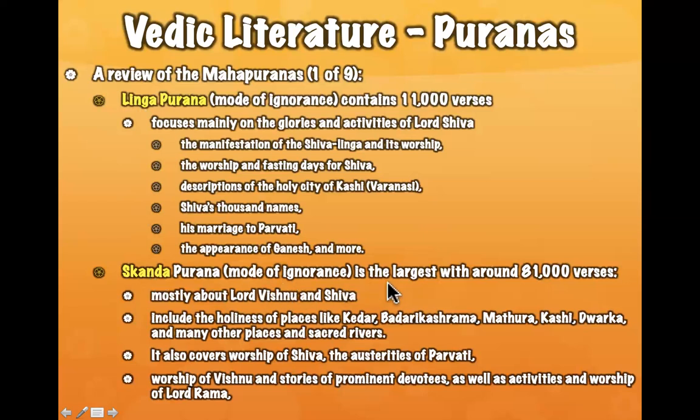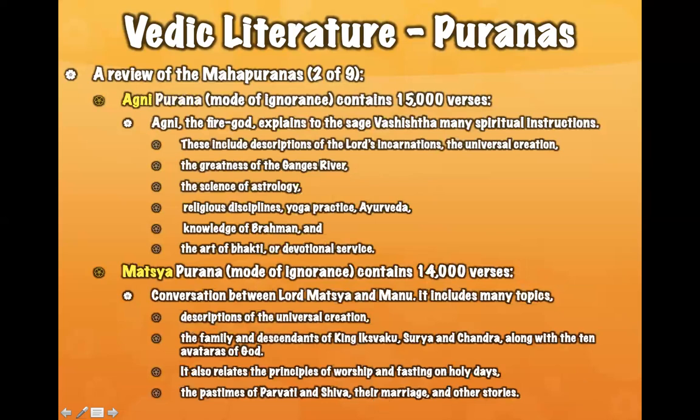Skanda Puran is the largest with around 81,000 verses. That's huge. Bhagavad Puran is 18,000 verses. And I think we did about 100 seminars on the 335 chapters of that wonderful scripture. This Purana mainly talks about Vishnu and Shiva, including the holiness of places like Kedarnath, Badrikaksharam, Mathura, Kashi, Dwarka, and other holy places and sacred rivers. It also covers worship of Shiva, the austerities of Parvati, worship of Vishnu, and stories of prominent devotees, as well as activities and worship of Ram.